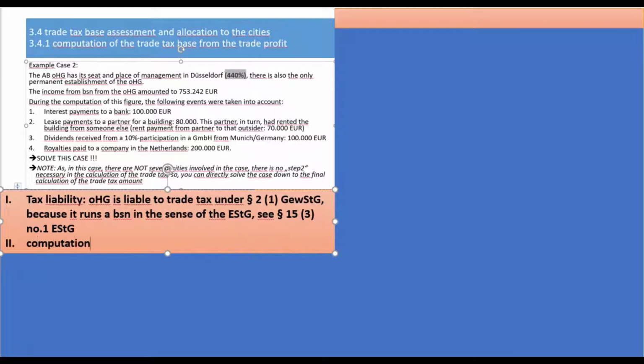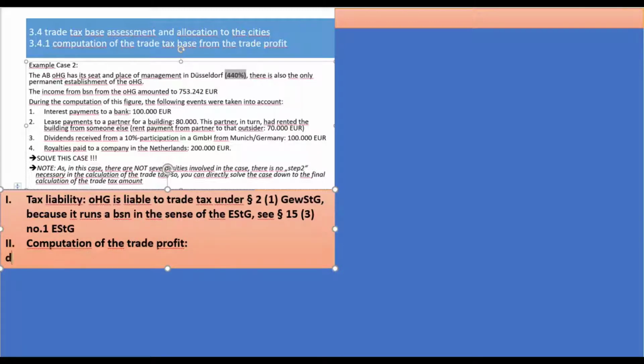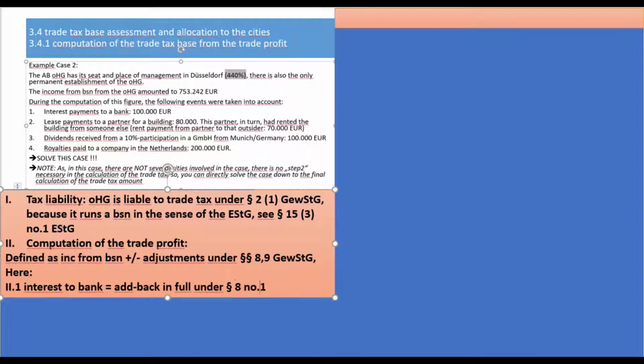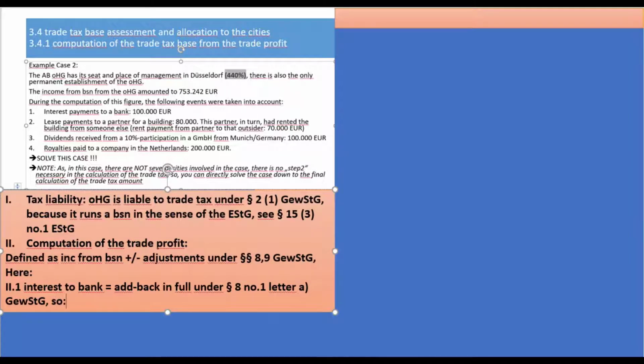So computation of the trade profit is defined as income from a business plus or minus adjustments under paragraphs 8 and 9 Trade Tax Act. Here, well, we have 2.1 interest to bank, that is an add back in full under paragraph 8 number 1 letter A Trade Tax Act. Please look it up. So we have plus 100.